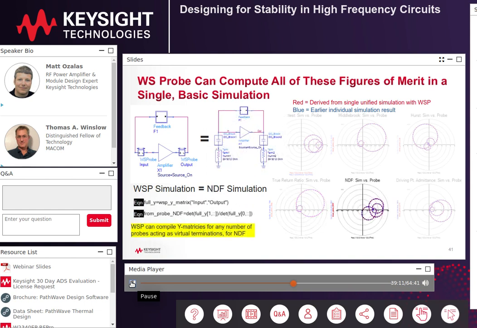There's still more. We can use the probes to construct a multiport Y matrix, which can then be used to virtually compute the normalized determinant. This is equivalent to having arbitrary sets of high impedance probes in your circuit. And with WSP, you can actually be quite selective about what probes you want to build the Y matrix with. So this can be useful if your matrix is really big and you want to down select to a subset of nodes that you want to compute NDF with. So here's another simulation that's simplified by these WS probes.